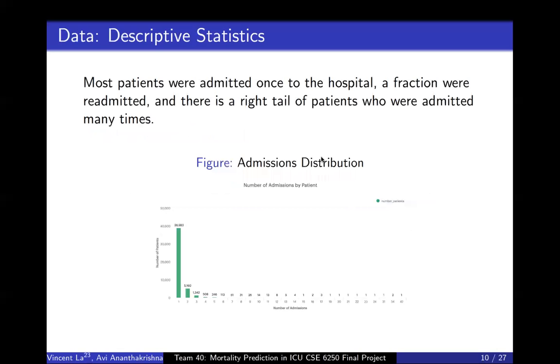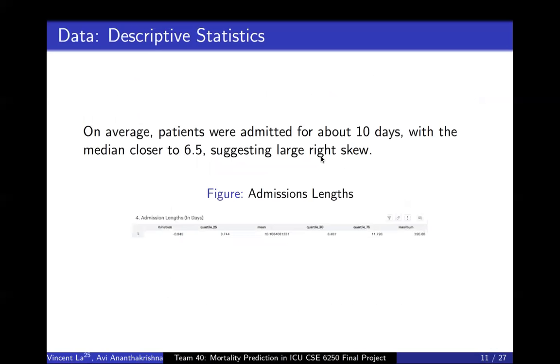But we can also see that if we just look at the admissions distribution, most of the patients here were admitted once. There's a long tail, as you might expect, where there's this one patient that's been admitted 42 times, these so-called frequent flyers into the hospital system. But most of the patients were admitted once, with a pretty right skew. On average, patients were admitted for about 10 days, with the median closer to about 6.5. Again, suggesting a pretty large skew in the length of stay in the hospital.